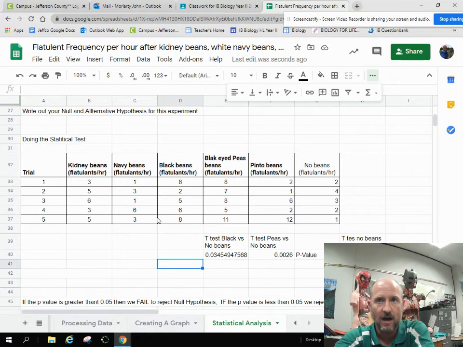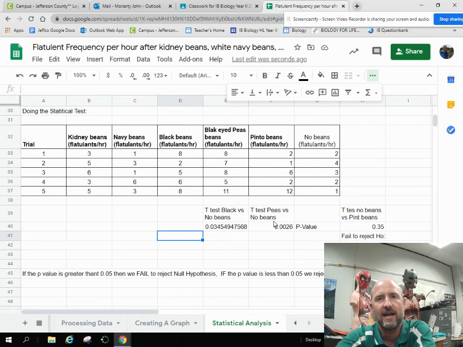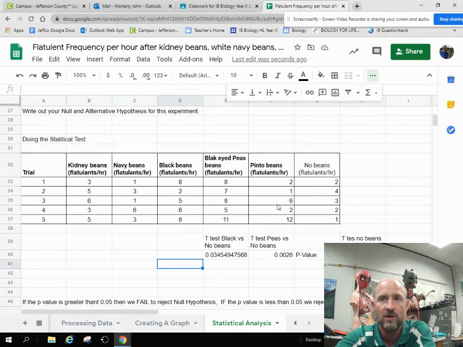I am going to exclude pinto beans from this, but I want to show you guys an ANOVA test too. So an ANOVA test would be really good if we just have 5 categories. It tests up to 5 categories. That's why we're going to X these pinto beans out. But it tests 5 categories just to say that there's statistical difference between all the categories. So I'm just going to do navy beans through no beans and show you guys how an ANOVA test works.